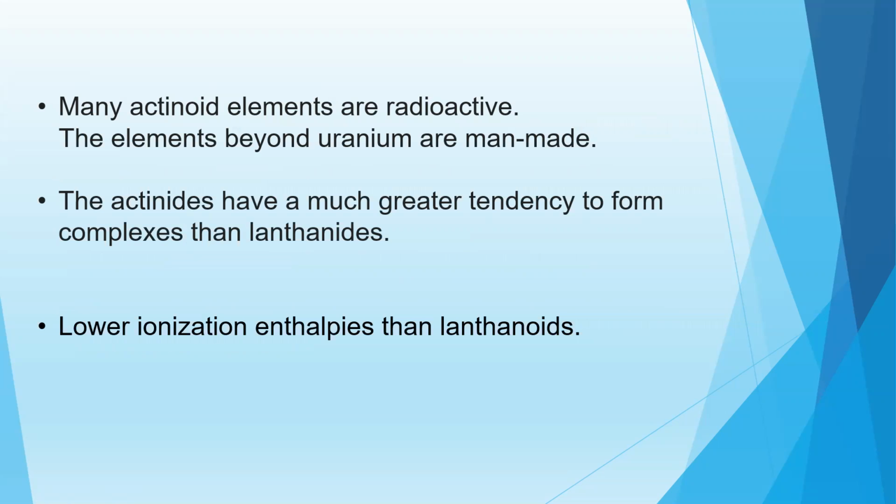The actinides have a much greater tendency to form complexes than the lanthanides. They have lower ionization enthalpies than lanthanoids, as actinides are radioactive elements, so they lose their electrons easily and undergo ionization.